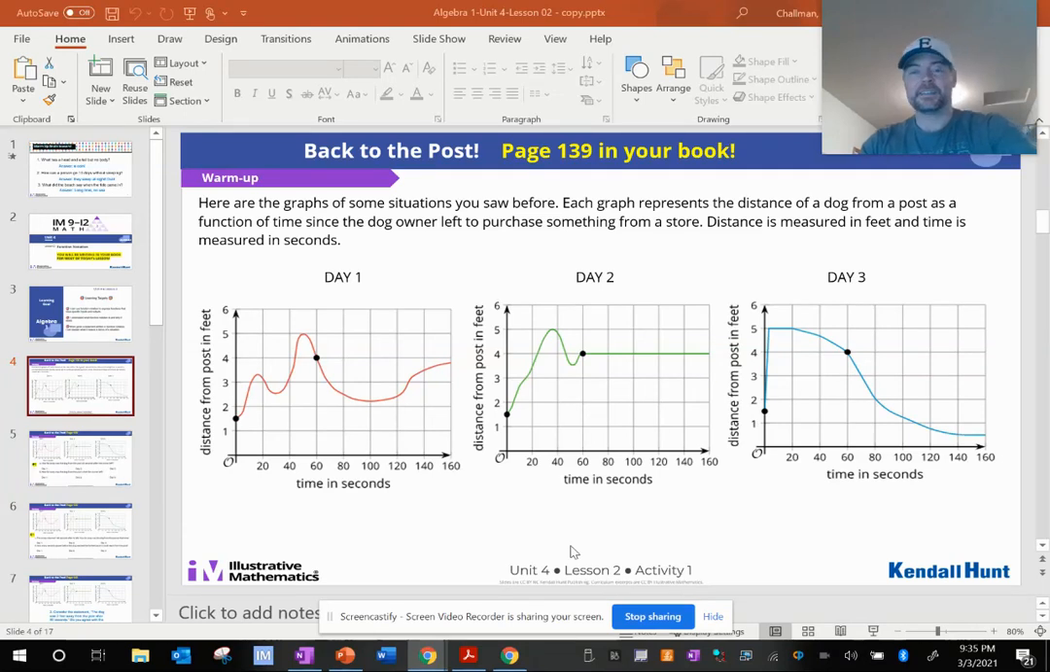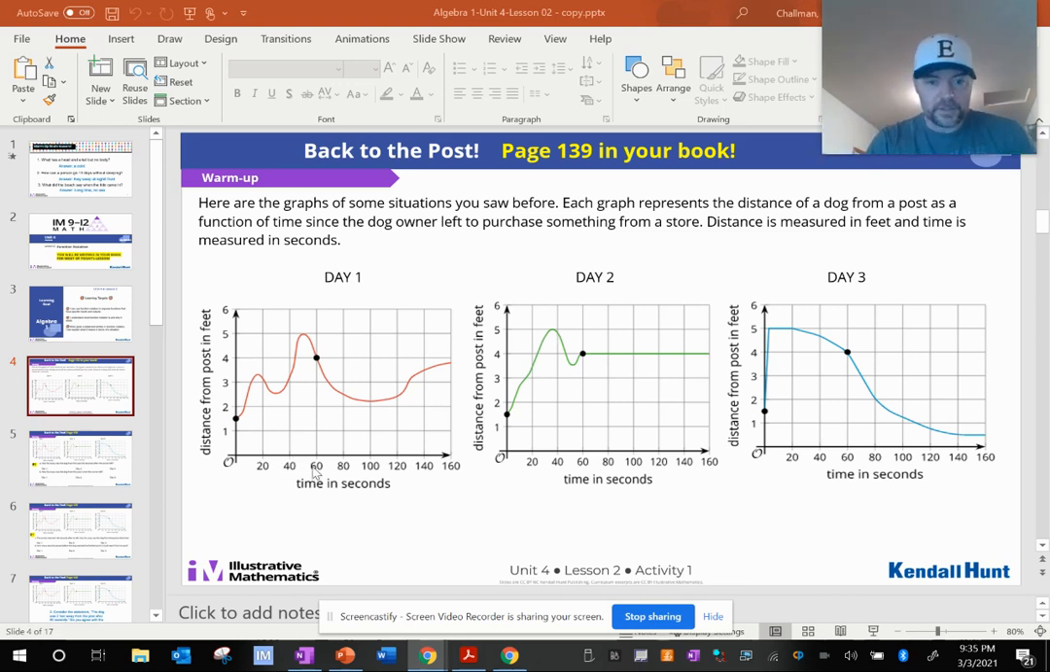Hey guys, today we are going to be talking about Unit 4, Lesson 2, and it's called Function Notation, which is basically just a fancy way of writing what happens in a graph or an equation or in a function. Take a look at these three graphs. These are about the dog being tied to the post, and then a man walks away, and the dog moves away from the post or comes back.